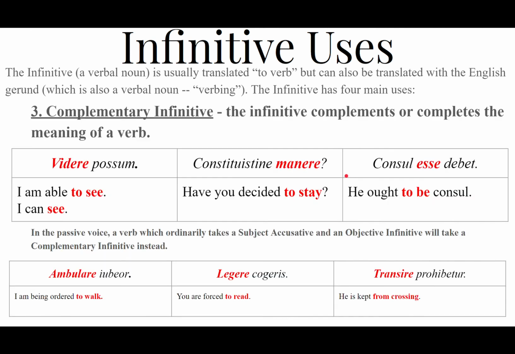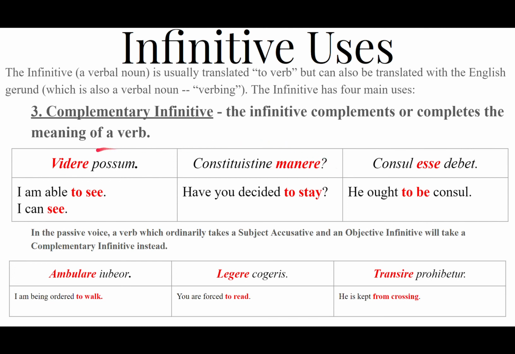So we've had subjective infinitives, where the infinitive is the subject of a verb, and the objective infinitive, where the infinitive is the object of a verb. And now we have the complementary infinitive. That is, the infinitive complements or completes the meaning of a verb. Common verbs are possum, constituo, when it means to decide to do something, and debeo. Debeo, debere, debui, debitus, when it means to ought to do something. These almost always take complementary infinitives.